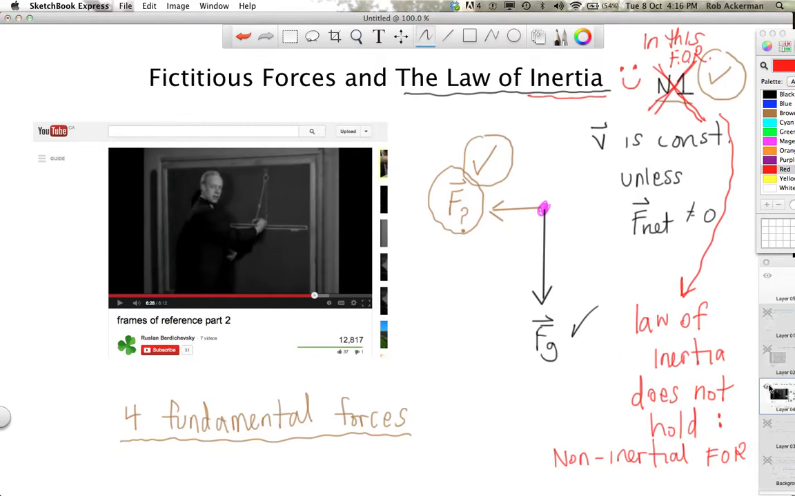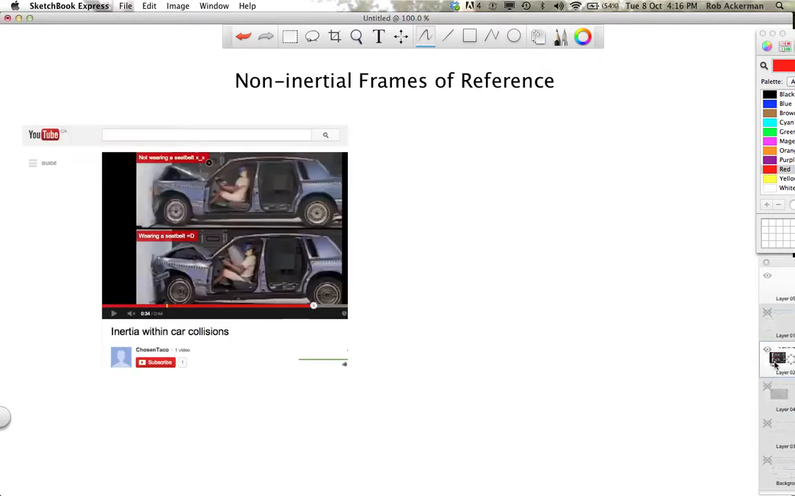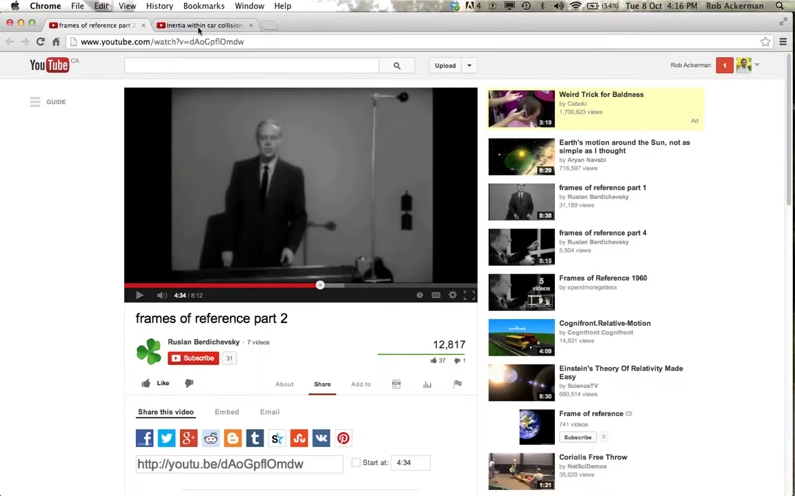Here's another example that is very graphic and which I'm sure all of you can relate to. We get in a car and we're told to wear our seatbelts. Here's a screenshot of a YouTube video. It's not in your homework schedule, so go to this right now. It's called Inertia Within Car Collisions by Chosen Taco. I don't know where he chose that name, but it sounds pretty good to me. Here we go. Let's have a look.